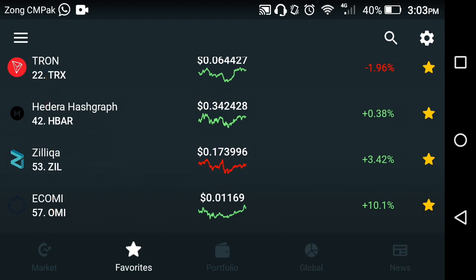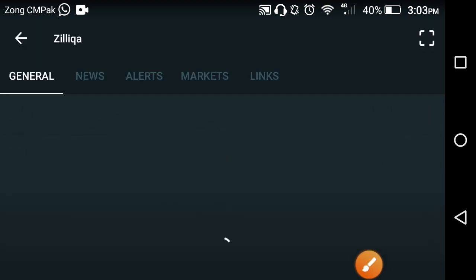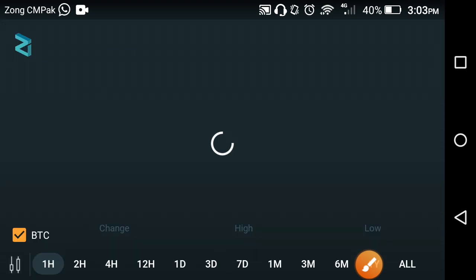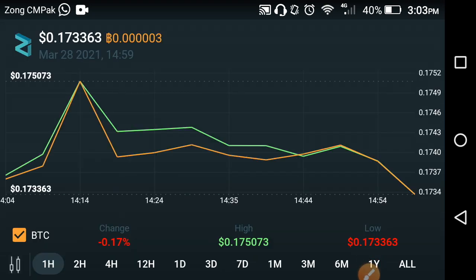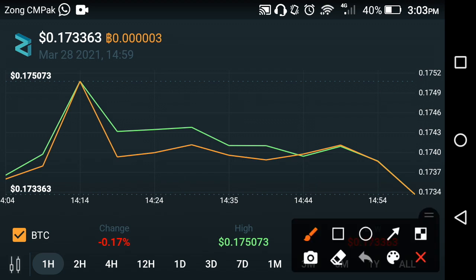Now let's see what changes occurred in Zilliqa in the last 1 hour and the last 2 hours. Let's see. As you can see now on the screen, the live price changes that occurred in Zilliqa in the previous 1 hour. Oh my god, it's a bad time for all Zilliqa holders.